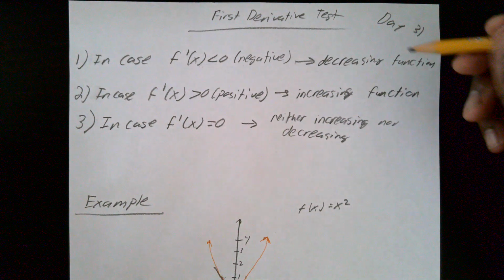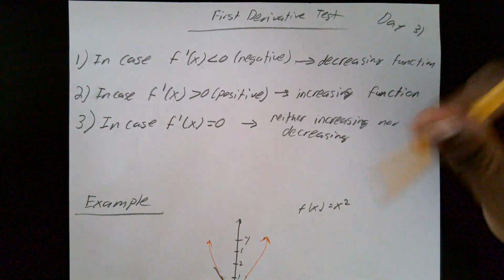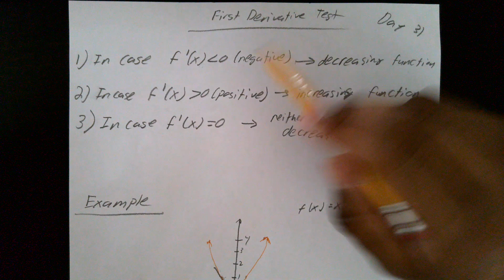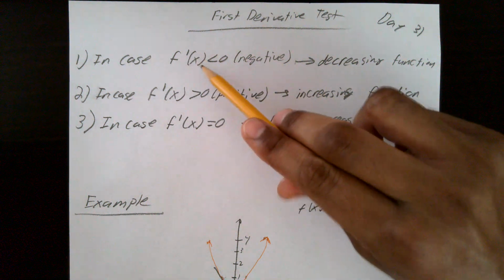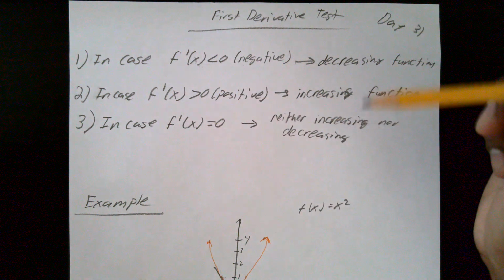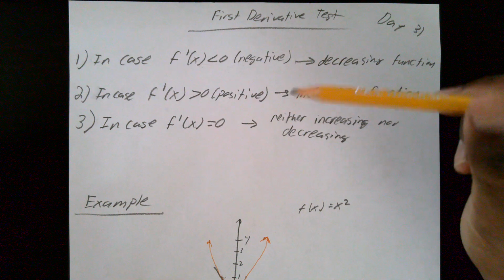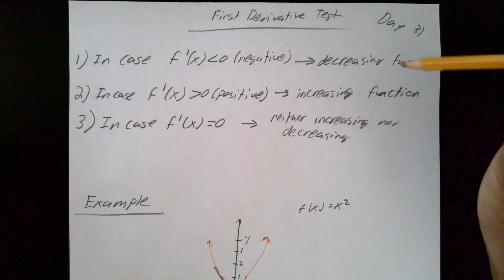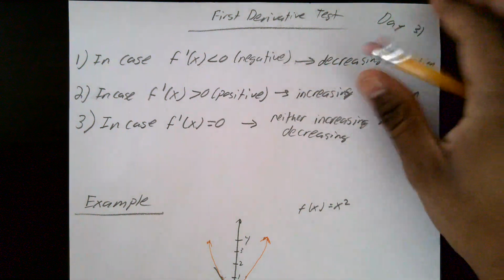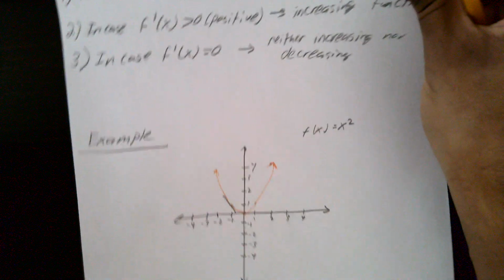So we'll build more intuition with this next example, but just remember always that your derivative is basically your slope. And so you'll have a negative slope if you're decreasing and a positive slope if you're increasing. So let's look at this example.